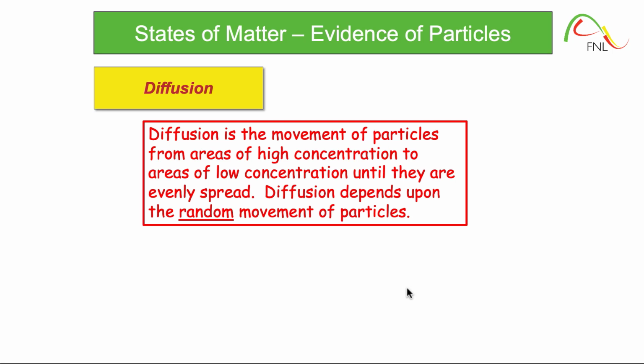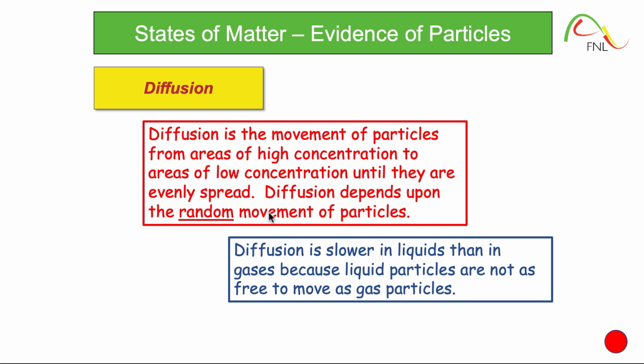Now, to define it: diffusion is the movement of particles from areas of high concentration, with lots of them, think about that air freshener in my bedroom, to areas of low concentration until they're evenly spread. Diffusion depends upon random movement of particles. So we're proving here that particles do exist, and that they move about randomly.